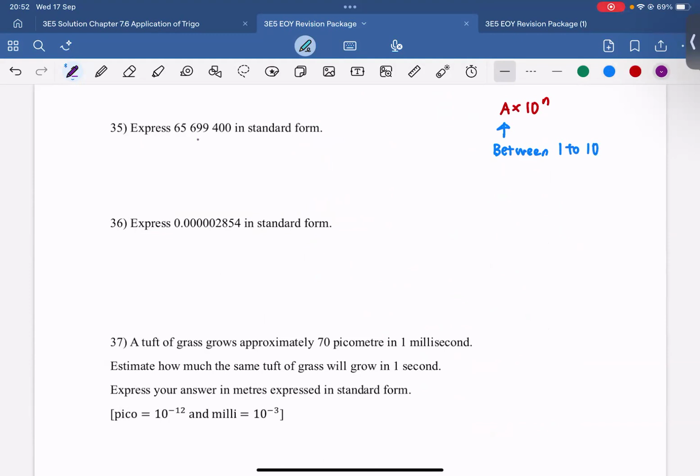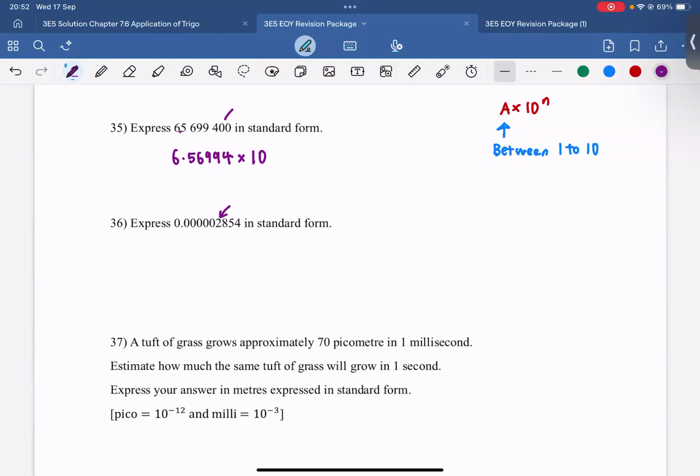So how to write this? The decimal place needs to be put here. 6.5699. Do you change the digits? Don't. Then this is 10 to the power what? How do you know it's 10 to the power 7 or minus 7? Because it's a positive number.